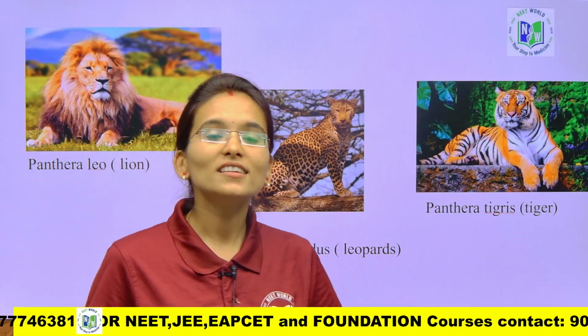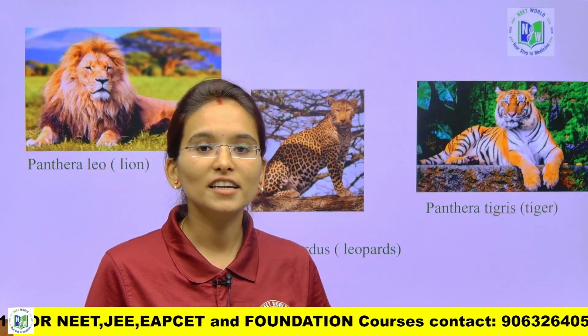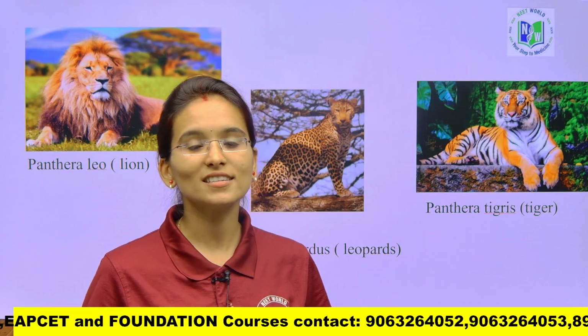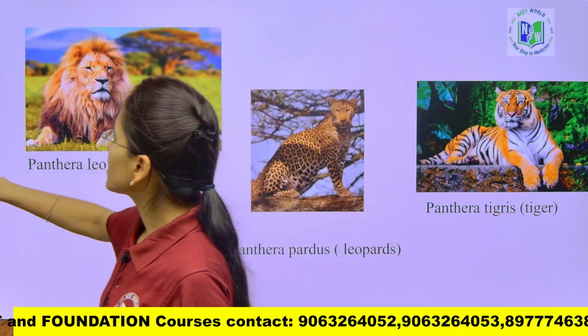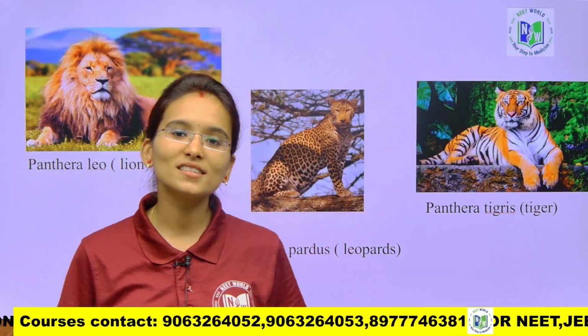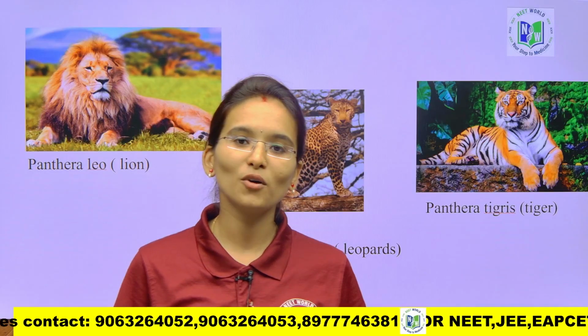Taxonomy deals with identification, nomenclature and classification. Carolus Linnaeus is the father of taxonomy. In the next upcoming session, we are going to discuss the five kingdom system of classification.